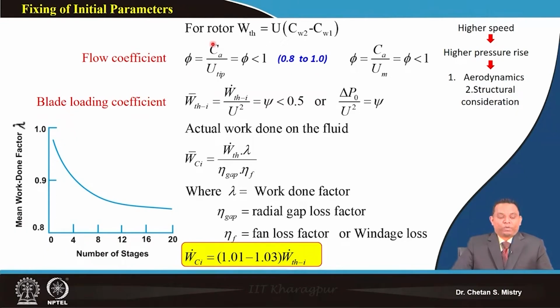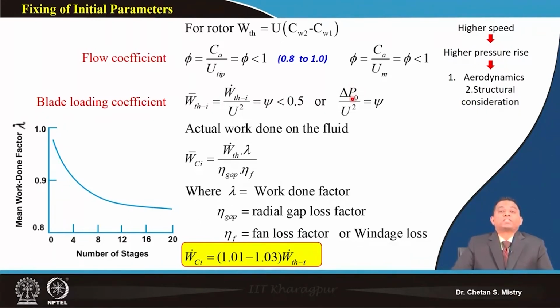Let me introduce a second parameter, defined as the blade loading coefficient. That is nothing but the work done divided by u squared, and it needs to be less than 0.5. If you recall, we discussed this in the last module. We can also define it in terms of delta P0 by u squared.